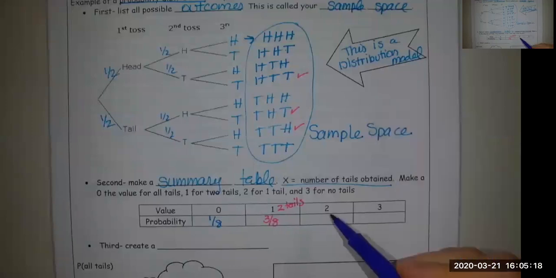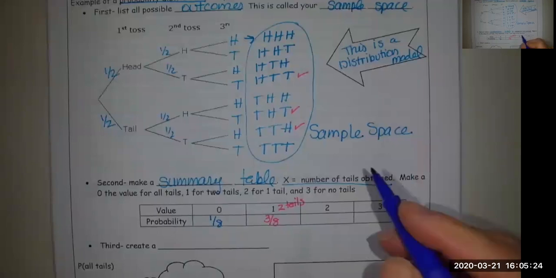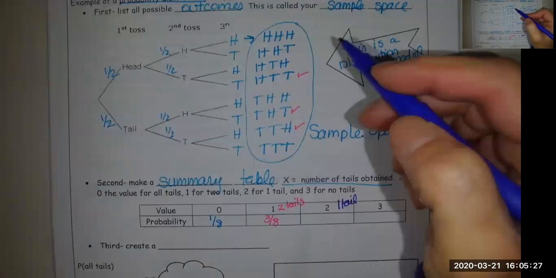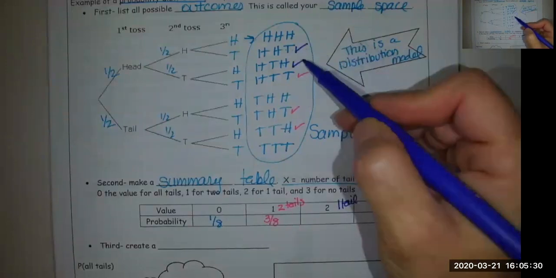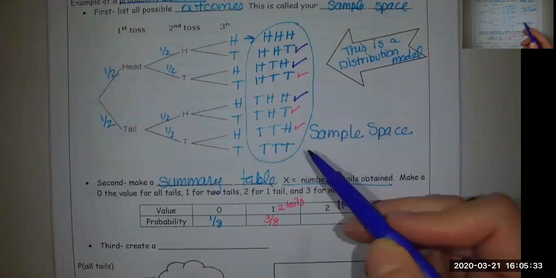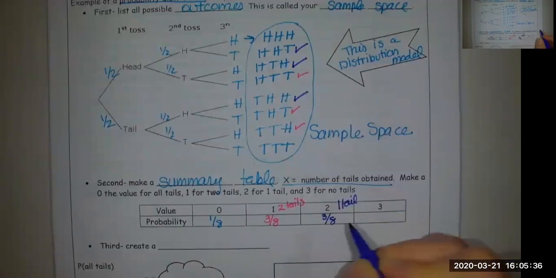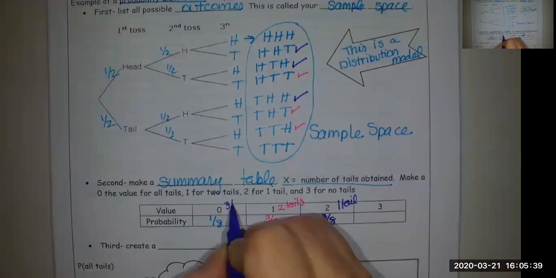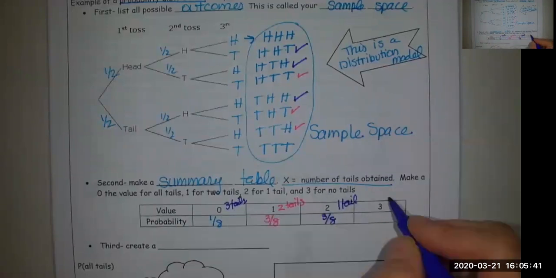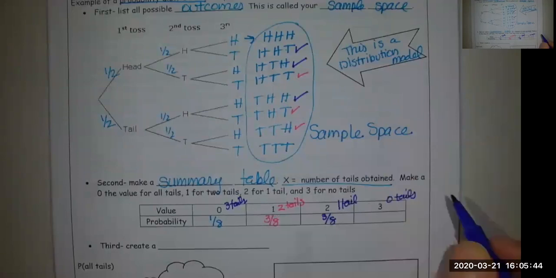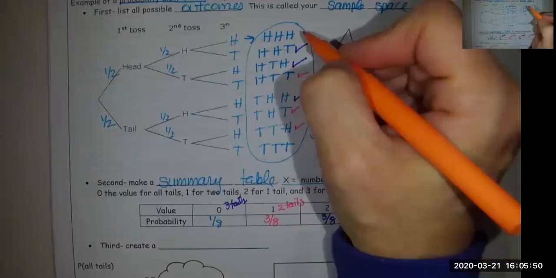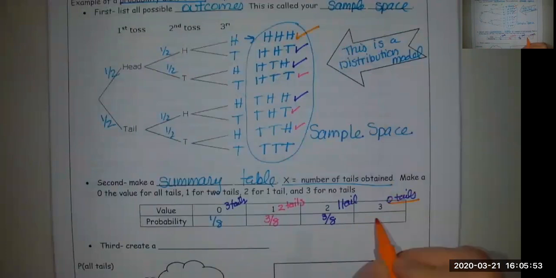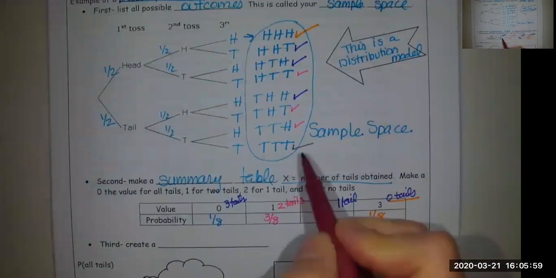Then we wanted 1 tail. How many ways do we get 1 tail? 1, 2, 3. So that also was 3 out of 8. That was 3 tails. And this is going to be 0 tails, and you can see that 0 tails happened only right there. That was 1 out of 8. And if we go back here, there's where we had that one.